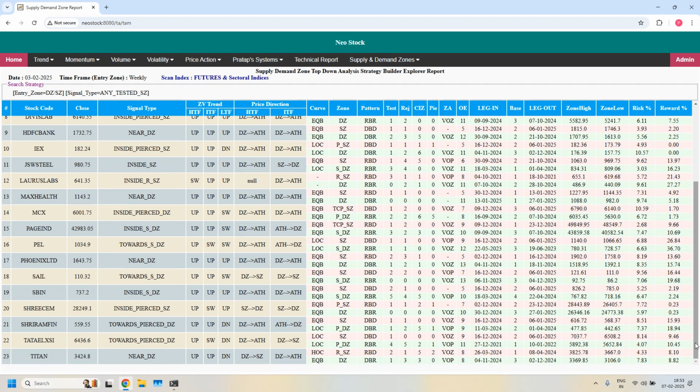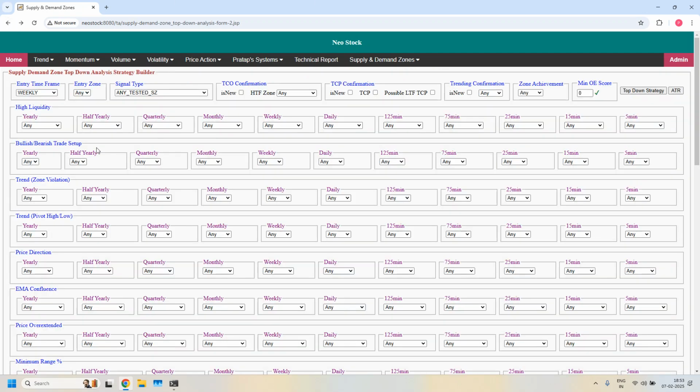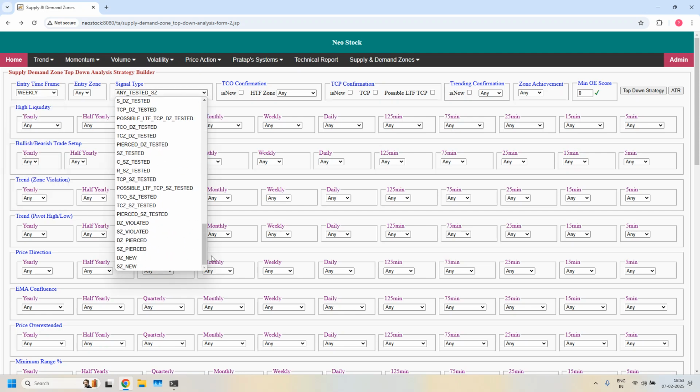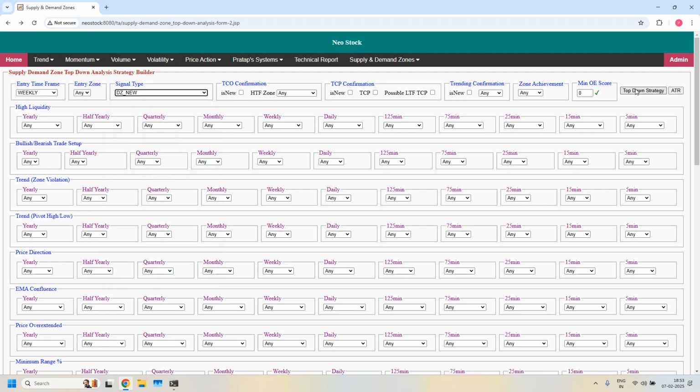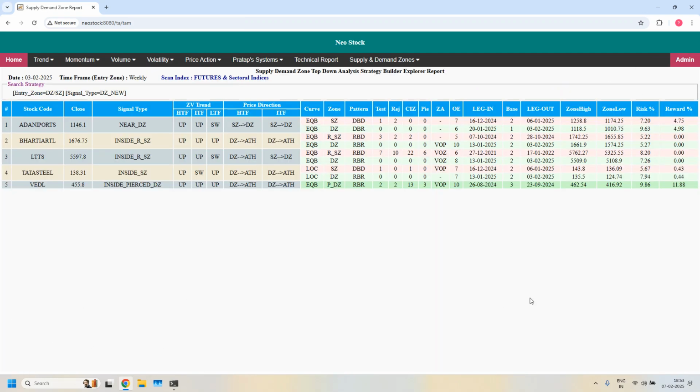Okay, next let us identify newly created weekly demand and supply zones during this week. So weekly time frame, let us find the newly created weekly demand zones during this week. So these 5 stocks having weekly demand zones are created during this week.